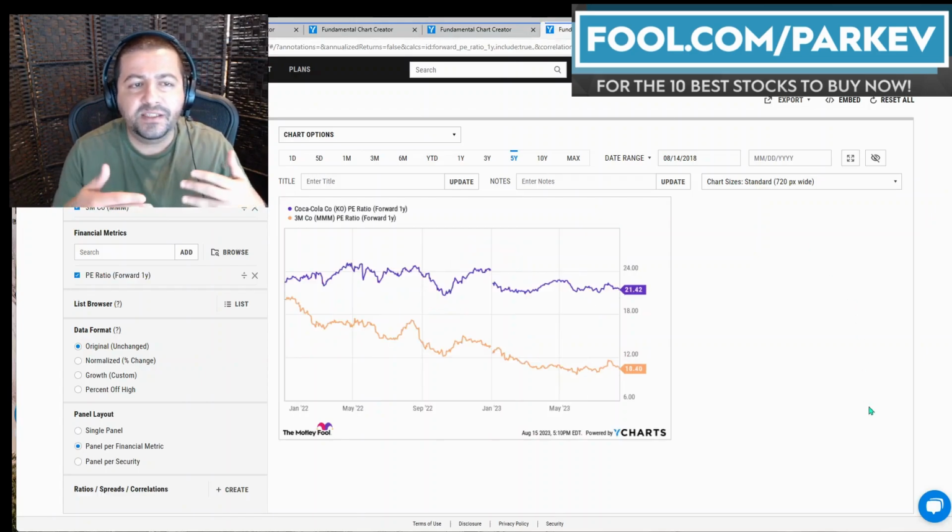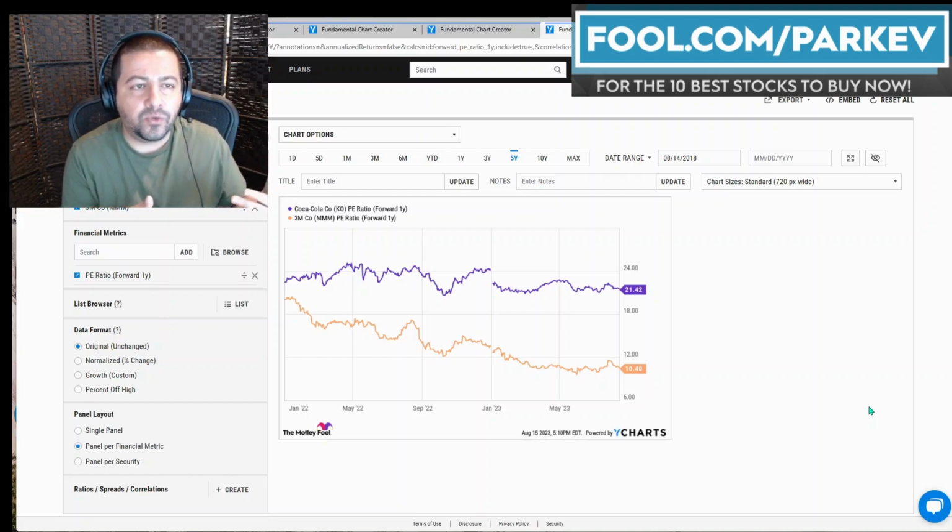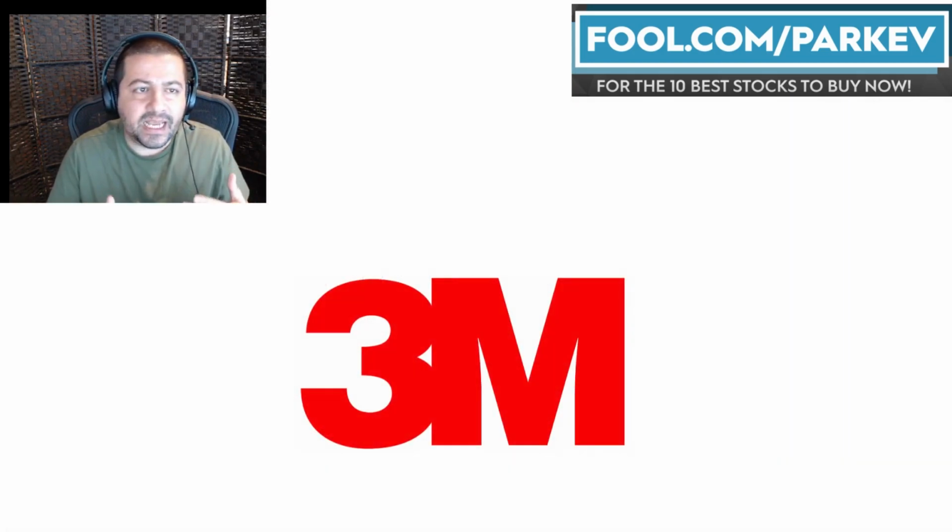And so finally, I wanted to compare these two on valuation, and the metric I wanted to look at is the forward price to earnings ratio. Looking at this metric, Coca-Cola is trading at a forward PE of 21.42, more than twice as expensive as 3M, trading at a forward PE of 10.4. Now, while I do agree that Coca-Cola deserves a premium valuation over 3M, I don't agree that it should be more than twice as expensive as 3M. So for that reason, if I was to pick one of these two dividend stocks to buy today, I would pick 3M as the better choice of dividend stock to buy for passive income investors today.